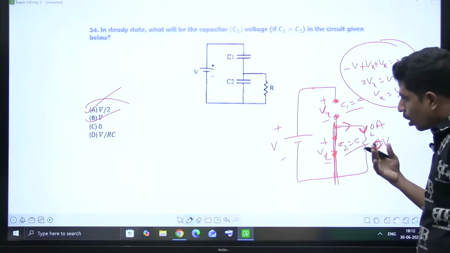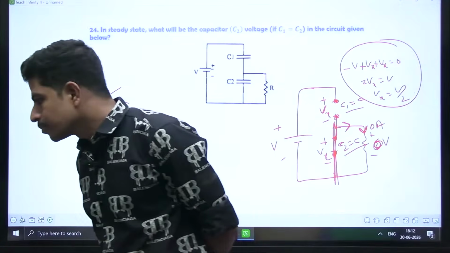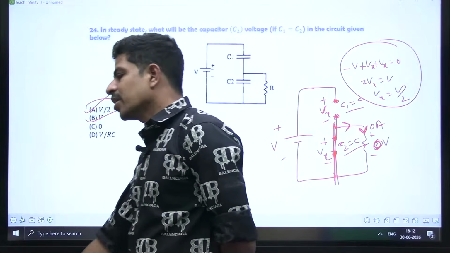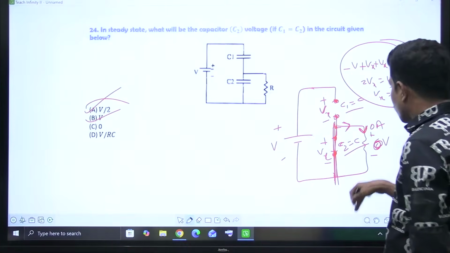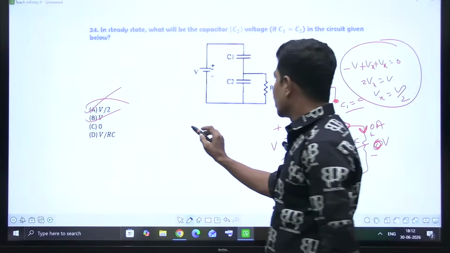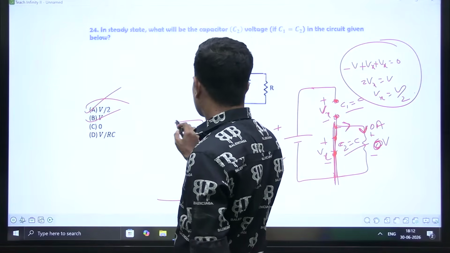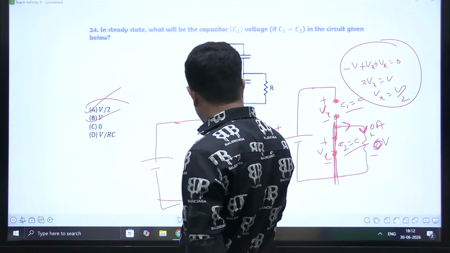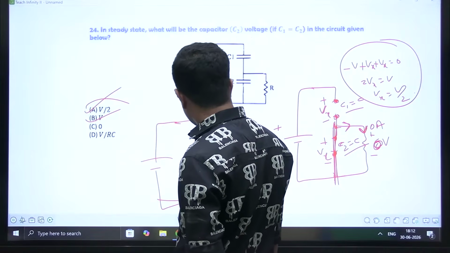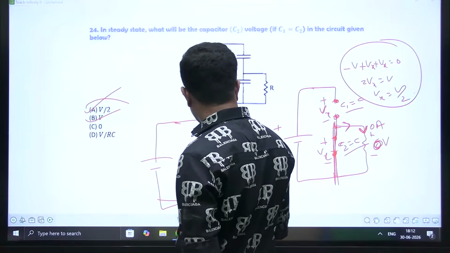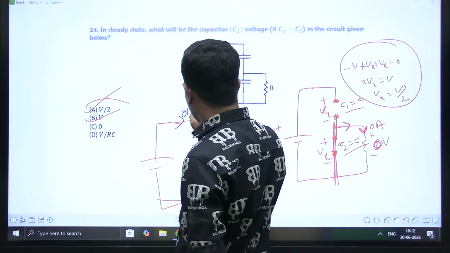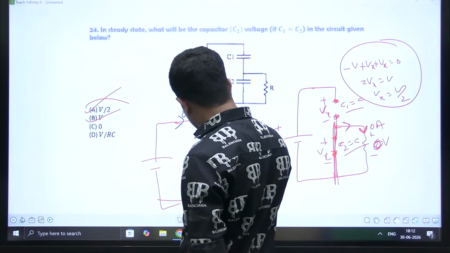Whether you've gone with the same concept or different concept. Yeah, that is in steady state only. See, steady state, I'll repeat, steady state capacitor behaves as open circuit. But there is a resistance here. First of all, no closed path for the flow of current. No current can come from here. Why? Because this is under steady state.